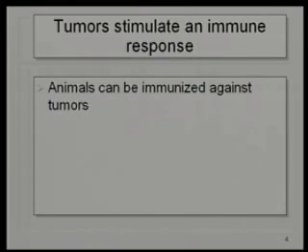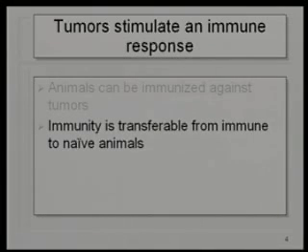Then the experimental evidence comes from the animal model, where one can immunize animals with tumors. I'll show you some animal models later on, how those experiments were done. Immunity is transferable from immune animals to naive animals. So you can immunize the animal and they will be resistant. Not only that, but you can take their lymphoid cells and transfer them into naive animals, and these recipients will also become resistant to the tumor.